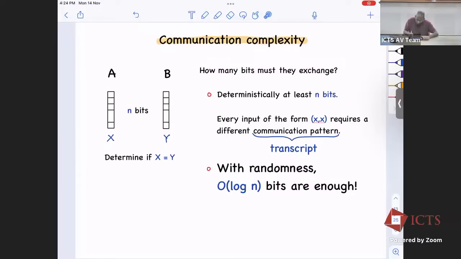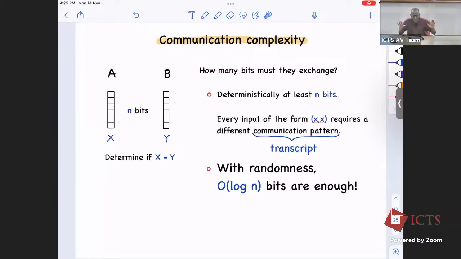There are 2 to the n possible inputs. Alice can be given 000, Bob can be given 000. Alice can be given 111, Bob can be given 111. In each case, a certain pattern of bits was exchanged. Keep track of this. My claim is that for each of the inputs, this pattern has to be different.